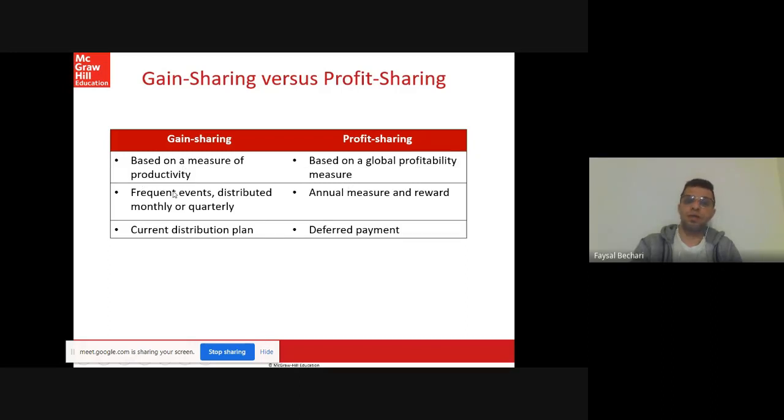As for frequency, how often they pay: gain sharing is more frequent, distributed monthly or quarterly, every 3 months. In profit sharing, it might be an annual measure, yearly, or every 5 years. Gain sharing is a current distribution plan, but in profit sharing it could be deferred until later. This one might give you cash after 3 months, while this one will be deferred for a year or 5 years or whatever.